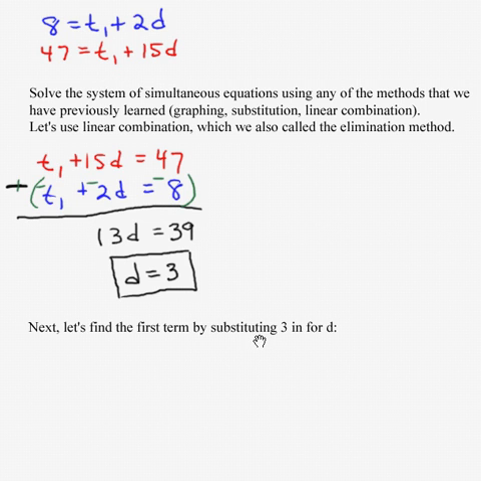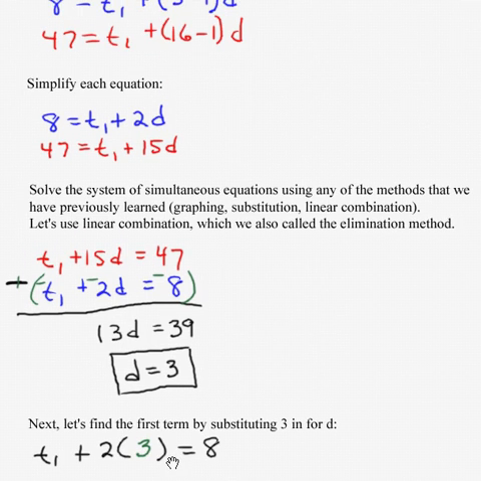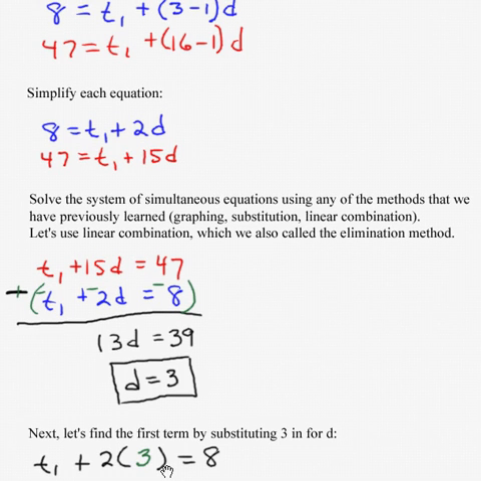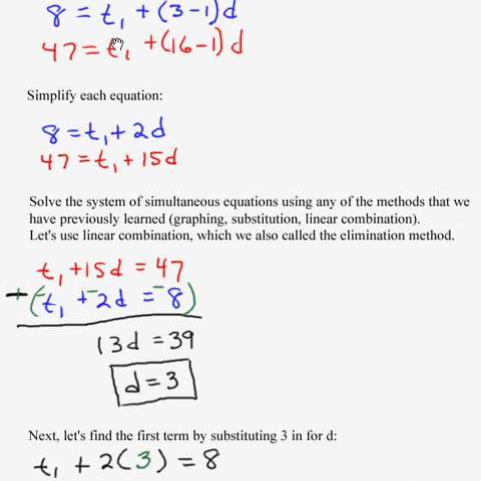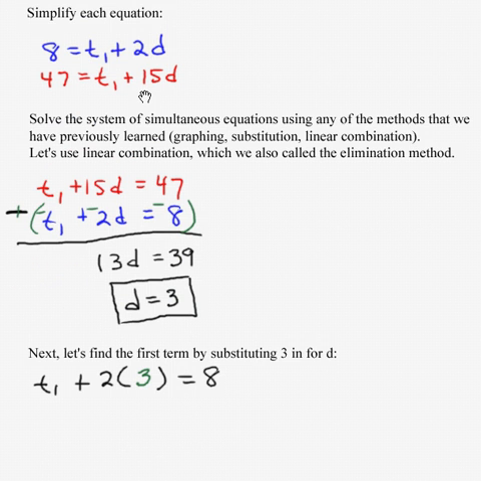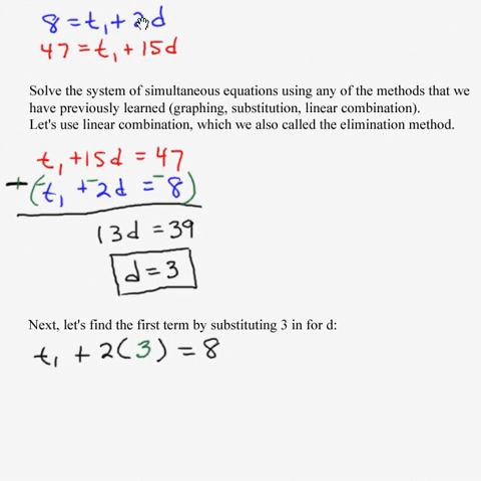So we can find that by substituting 3 in for d. So let's do that. T sub 1 is 2 times 3 equals 8. Now I'm substituting that into this first equation right here. T sub 1 plus 2d equals 8. I could substitute that number 3 into either one of these equations, the blue equation or the red equation. The blue equation had some smaller numbers, which is why I chose that.